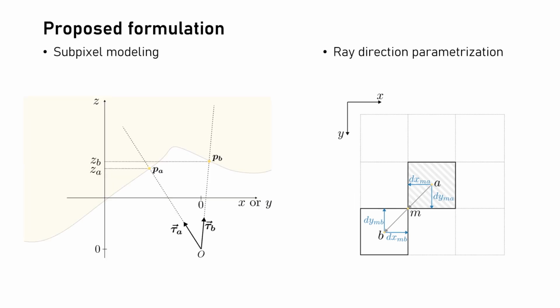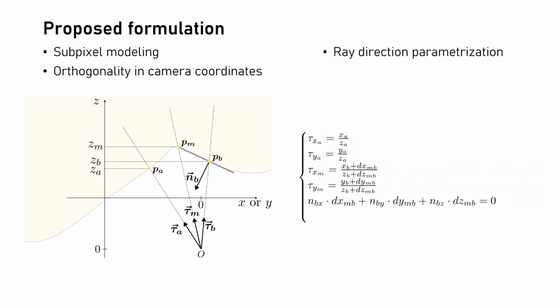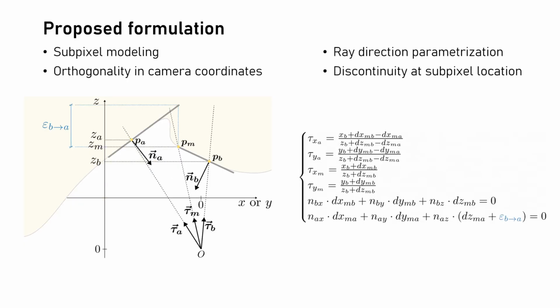Looking at the problem in 3D, we can define the following equations for the 3D points PA and PB associated to pixels A and B, based on the definition of ray direction vectors. The same principle can be used for the coordinates of the point PM associated to the subpixel M, which can be found from PB given unknown displacements dx, dy, and dz. We then make use of an orthogonality constraint in camera coordinates, enforcing that the displacement vectors are perpendicular to the surface both at the point PB and at the point PA. Finally, we model a discontinuity epsilon at the subpixel location M.